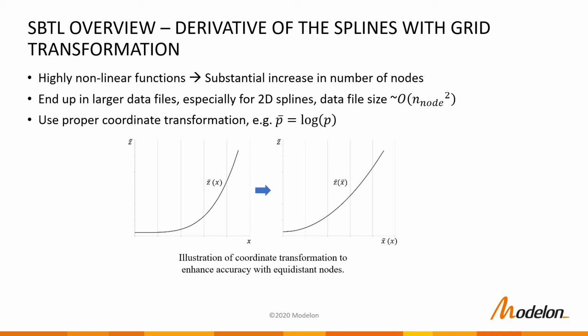By introducing a proper coordinate transformation, we can get a good fit on an equidistant grid with a reasonable amount of data. For example, we can apply a log scaling on pressure. Now, due to this grid transformation, we have to apply chain rule when calculating the derivative of the spline.